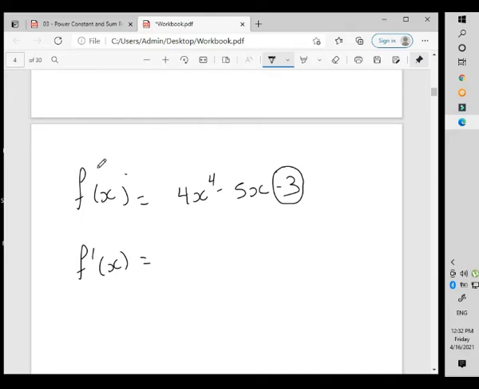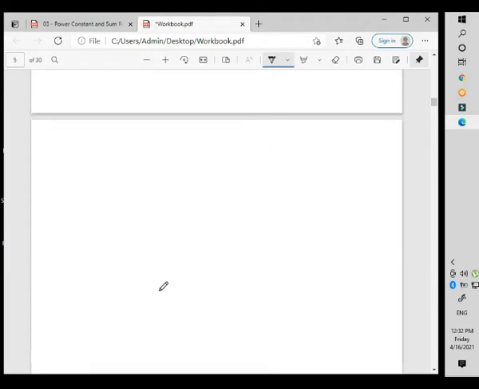4 times 4, so power times what's here? 4 times 4 is 16. x, 4 subtracting 1 is 3, minus 5. Yeah, sometimes I have to just go through the process because, again, it's for time. So, number 5.